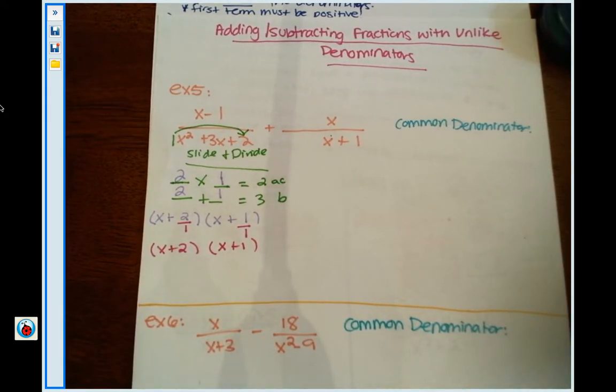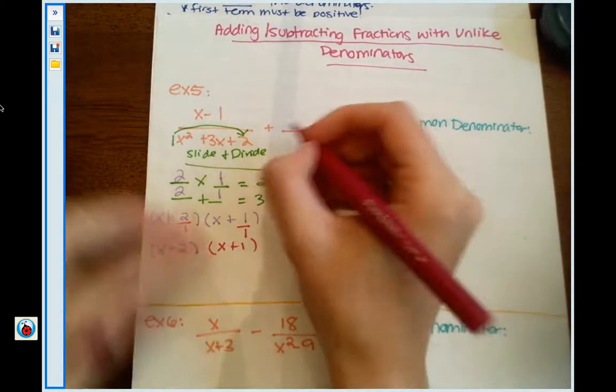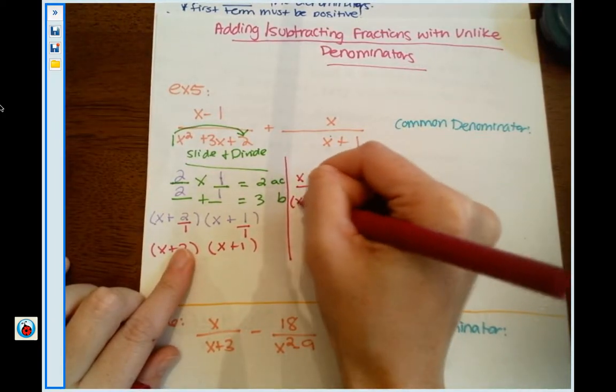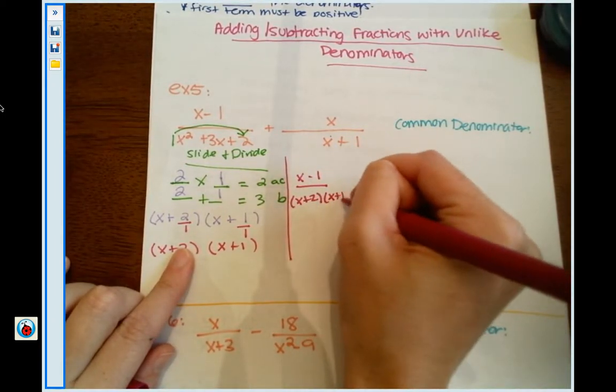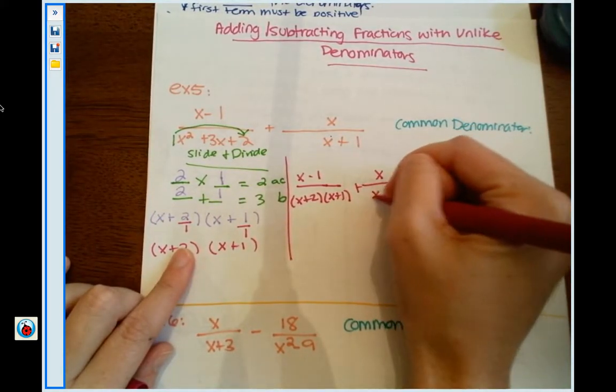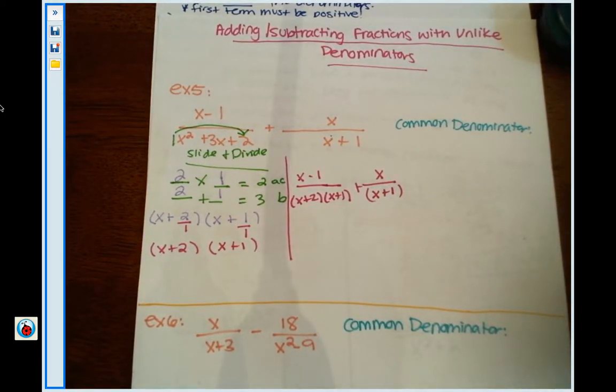Okay, so now what we have is 1. I'm going to branch this off. Okay, we have x minus 1 over x plus 2 times x plus 1, plus x over x plus 1. If you want to put in a parenthesis, you can. It does not matter on that second one.